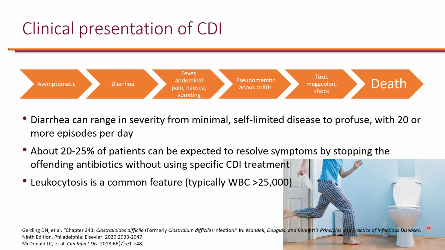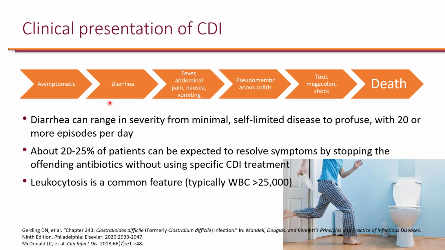Clinical presentation of CDI can range from asymptomatic in those who have an immune response to the toxins, producing antitoxin antibodies, to patients who do not have an immune response and develop diarrhea, and for some patients fever, abdominal pain, nausea and vomiting. And complications of CDI can include pseudomembranous colitis, toxic megacolon, shock, and of course death in severe cases.